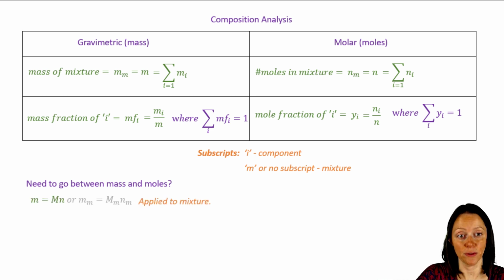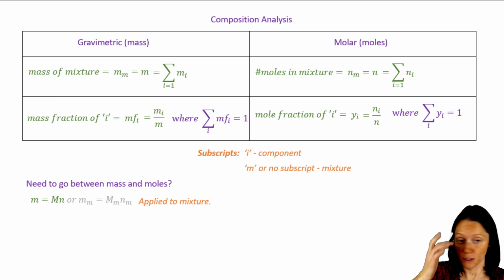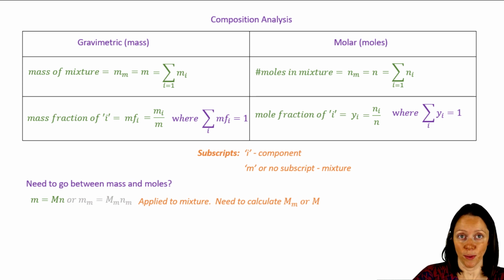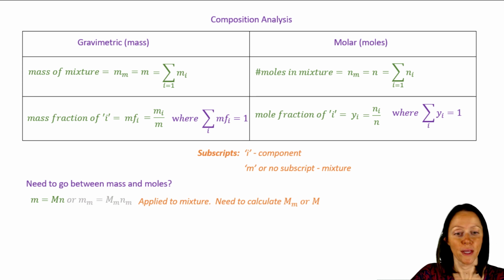So that's capital M. You see that I've written this relationship applied to the mixture, so the mass equals the molar mass times the number of moles. Now, if you have a component, you can just look up that molar mass. You have those in Table A1 and A1E, but if you have a mixture, you need to calculate that, unless it's a really common mixture like air.